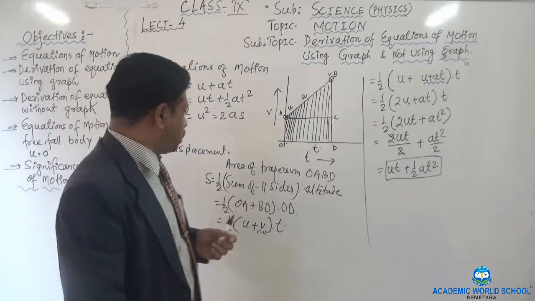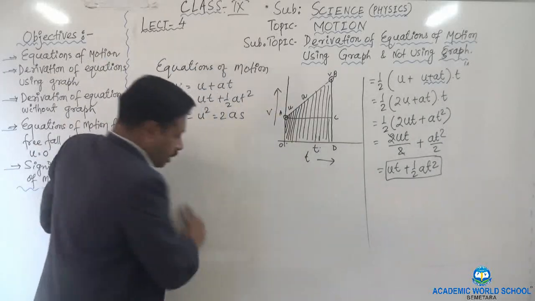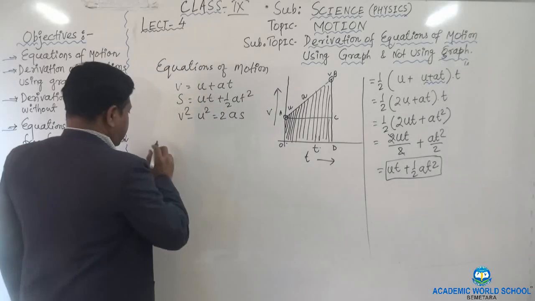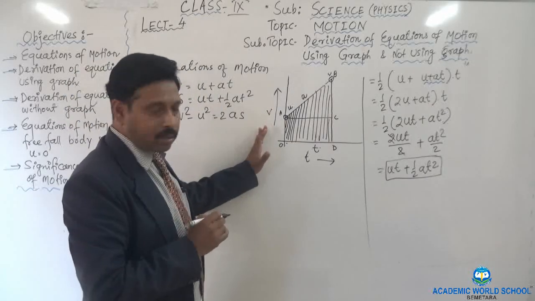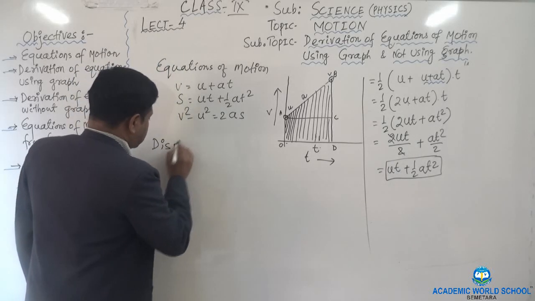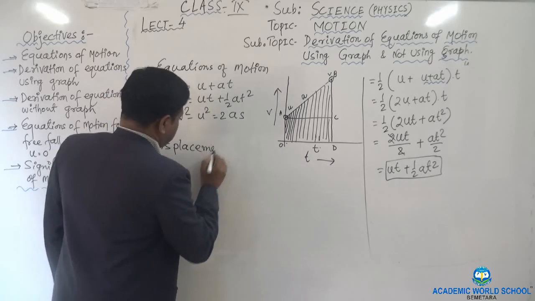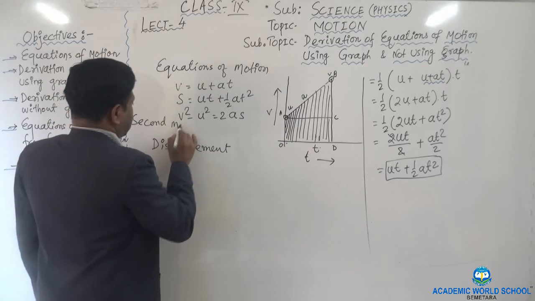Now I want to explain to you the second method to derive the second equation of the motion. What is the second method? Let me do this. Again you start writing in the same way: the area of the shaded portion will give you the displacement. So you write the displacement. This is your second method.